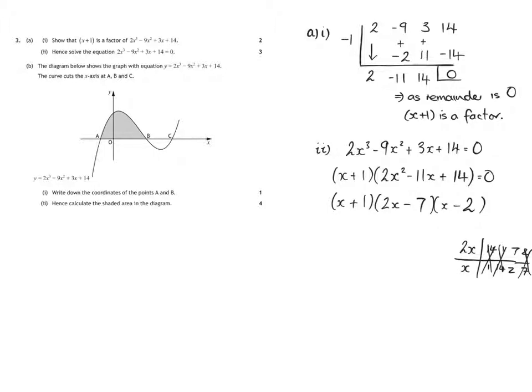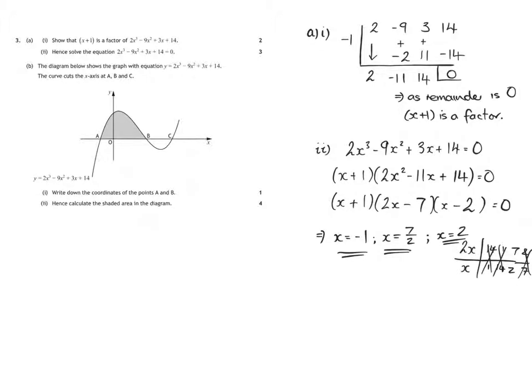So we're going to have 2x squared minus 7x minus 4x plus 14. And the minus 7 take away another 4 is minus 11. So that's equal to 0. So therefore we have x equals minus 1. We've got x is equal to 7 over 2. And we have x is equal to 2. So those are our solutions to that equation.